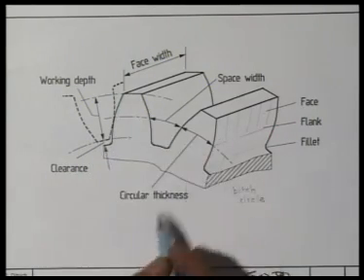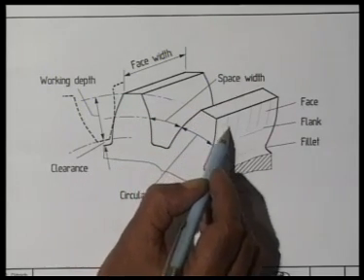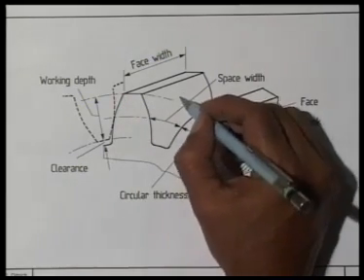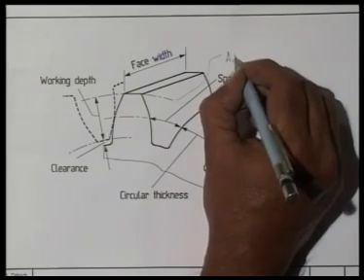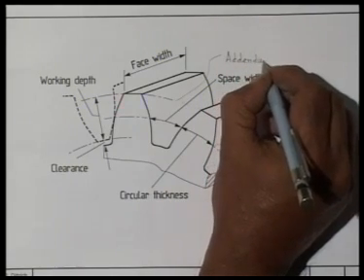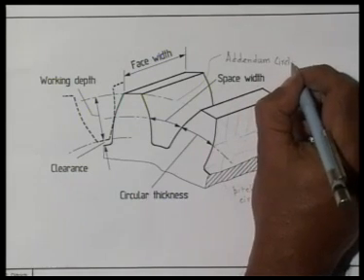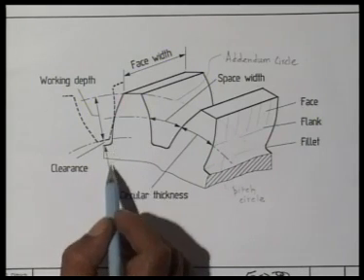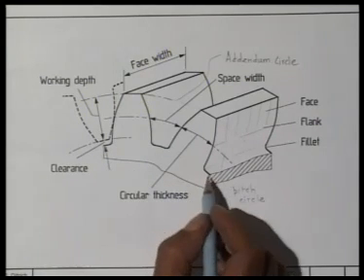If we imagine an outer circle passing through the top outermost surface of this gear, that circle is called the addendum circle. Similarly, this bottom circle, which belongs to the body of the gear where the teeth end, is called the dedendum circle.